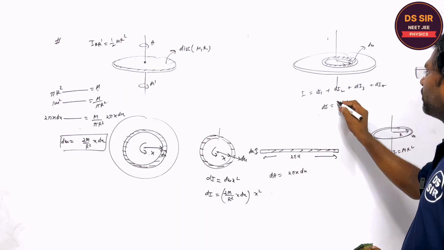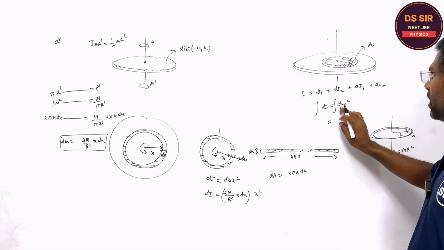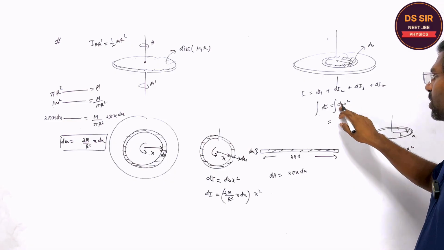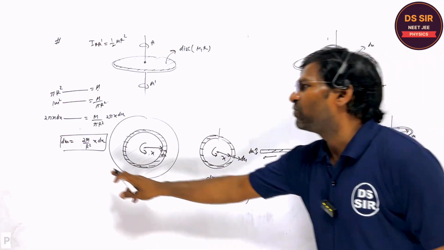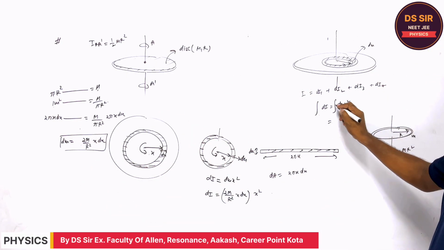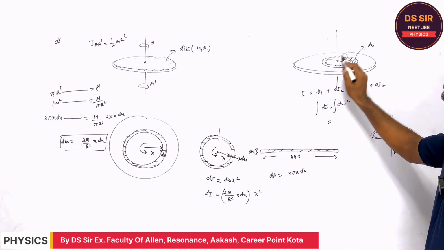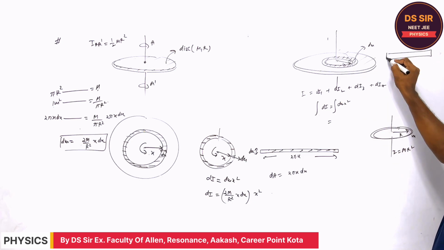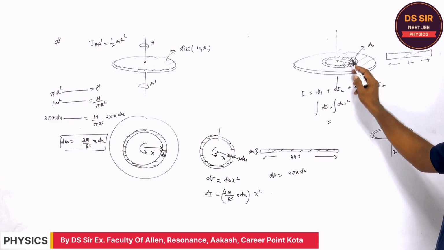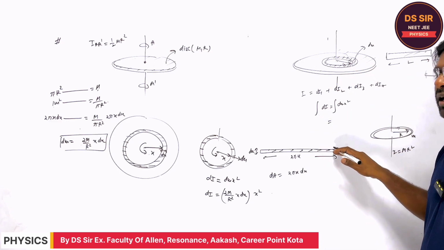The thing is that when we integrate, there should be only a single variable. Here dm is a variable, x is a variable. So we need to convert this dm into x. Now we have to write this mass dm in terms of x. For that, this is a planar body. If the body was linear, the mass was distributed over the length. But if it is a planar body, the mass is distributed over the surface area.